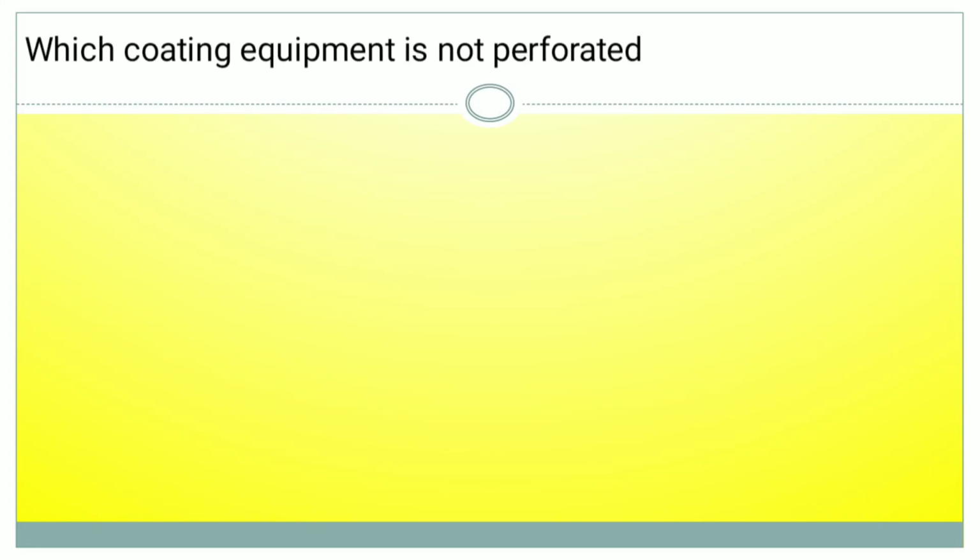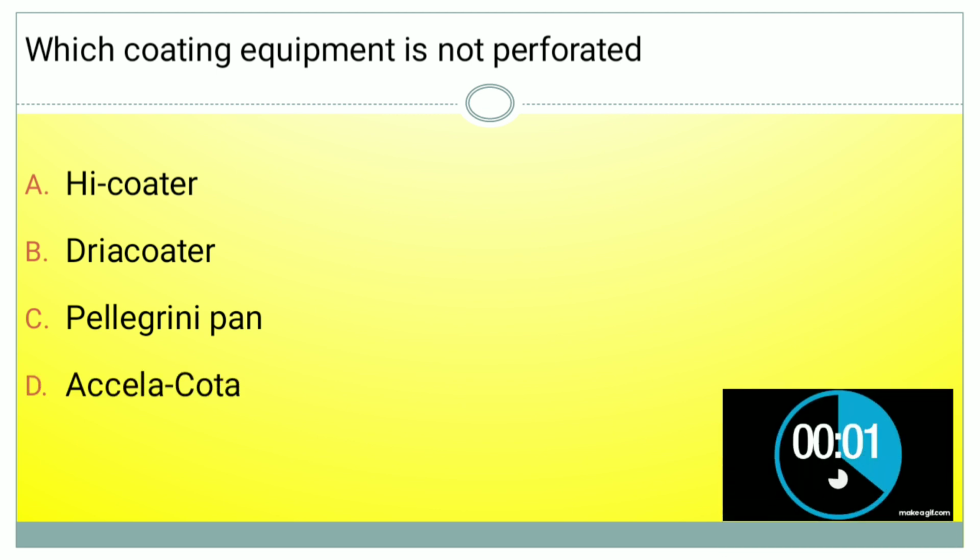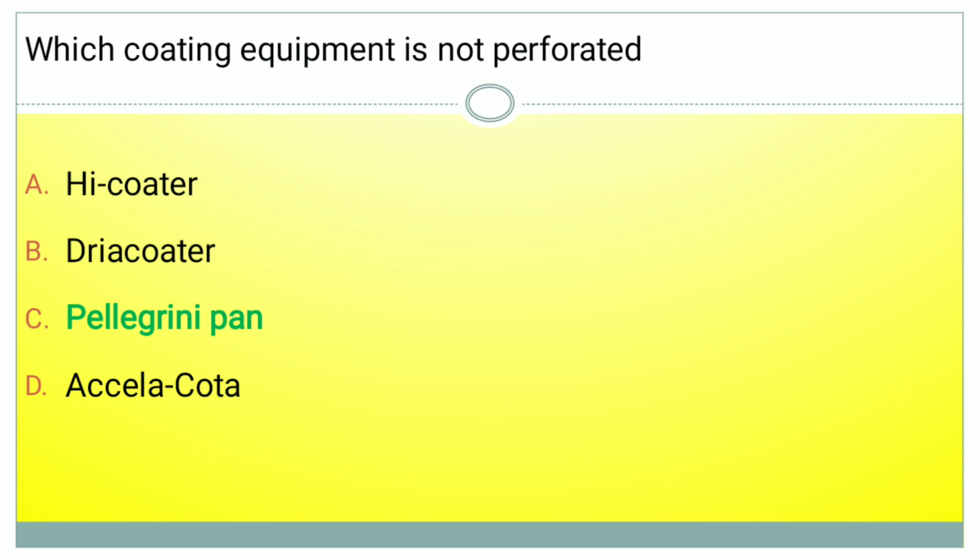Moving to next question. The question is, which coating equipment is not perforated? And the options are option A, Hi-coater, option B, Dria coater, option C, Pellegrini pan, and option D, Accela-Cota. So you have again 10 seconds to think for the right answer. And the right answer of this question is option C, Pellegrini pan. Already we have seen that it comes in the category of standardized coating pan and not in perforated coating pan.